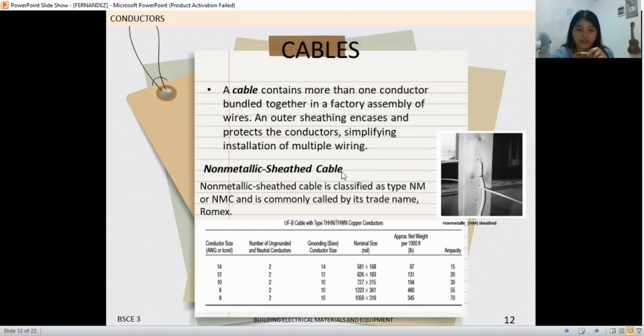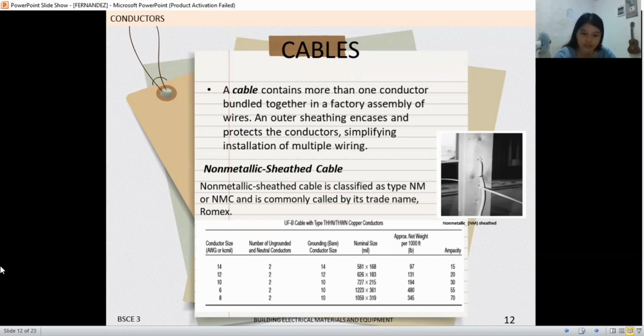So we have non-metallic sheathed cable. Kay non-metallic sheathed cable kay cable na classified as a type of NM or non-metallic cable and is commonly called by its trade name Romex. So, ang Romex kay type sa cable na ginagamit sa residential branch wiring.